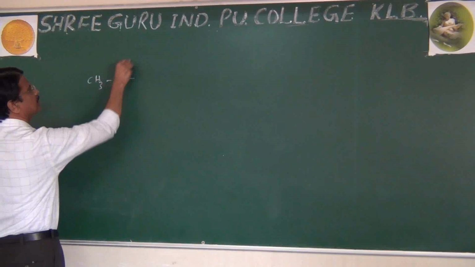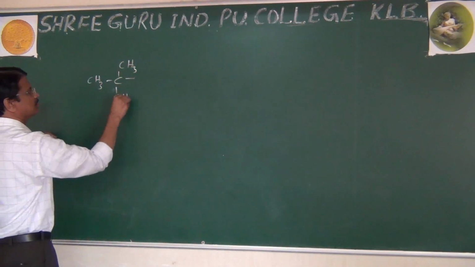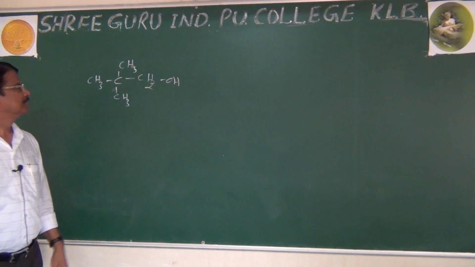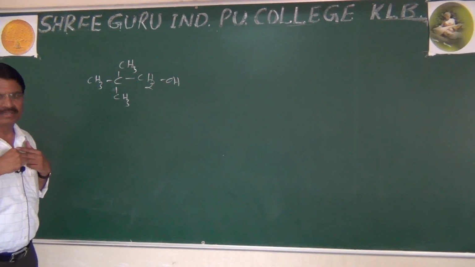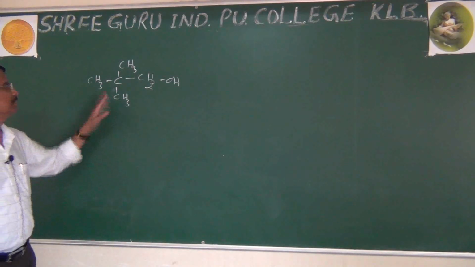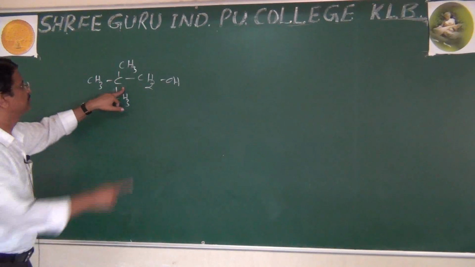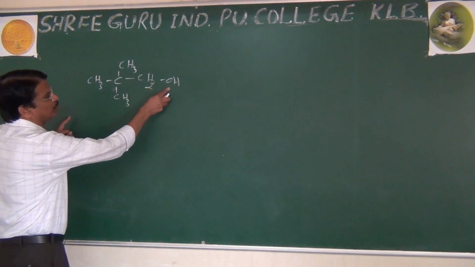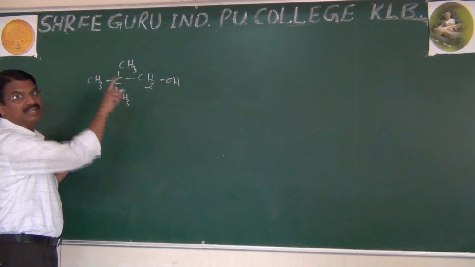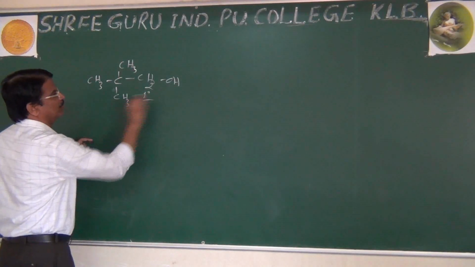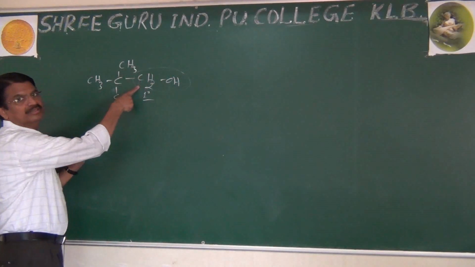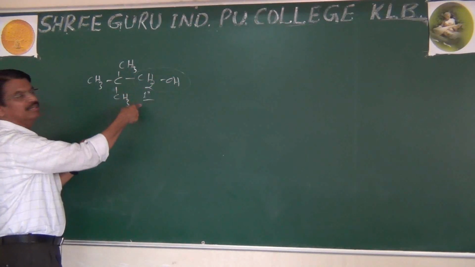CH3C(CH3)2CH2OH, 5 carbons, but it seems to be a tertiary alcohol. But don't think it is a tertiary carbon. No, because the OH group is linked with CH2, not with C. Therefore, don't say it is a tertiary alcohol. It is actually a primary alcohol, because there is a CH2OH group, but not a COH group. Therefore, it is called primary.